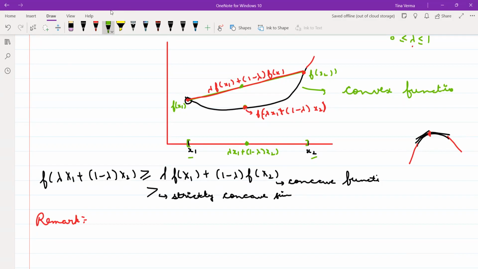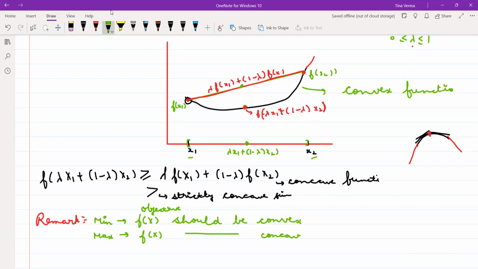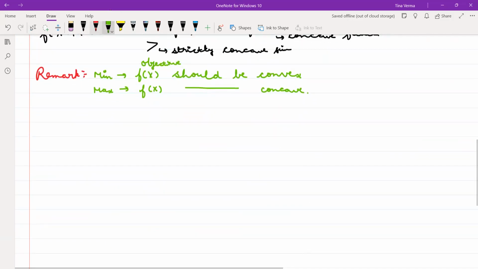Whenever any question is given to you, this thing must be satisfied: if your objective function is minimization, then the objective function f(x) should be convex. And if the question is to maximize f(x), then f(x) should be concave, right? To prove this mathematically, we can consider an example.